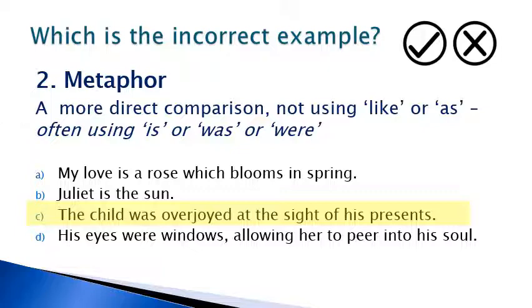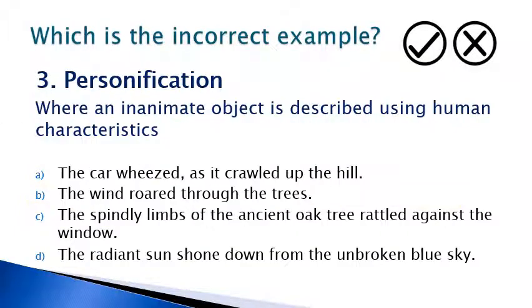Whereas in A, it's saying his love is a rose. In B, it's saying Juliet is the sun, well, she's not literally the sun. His eyes were windows, well, they're not literally windows. So in that case, these three must be metaphors, but C is not. Again, give yourself a mark if you got that one correct.